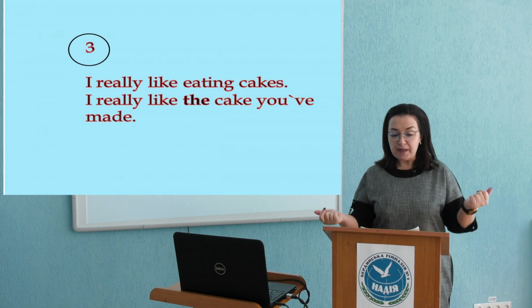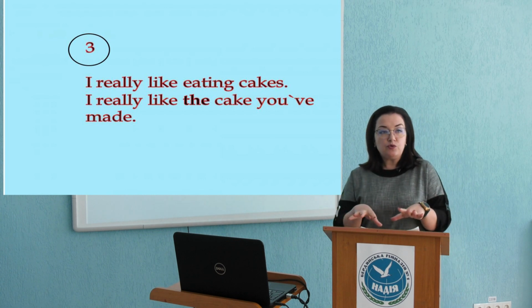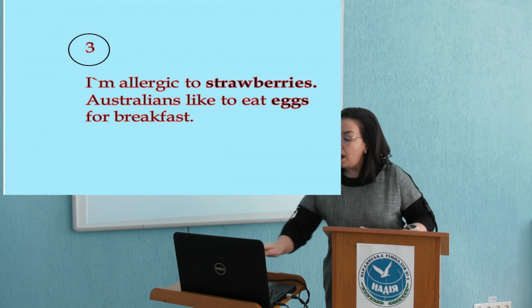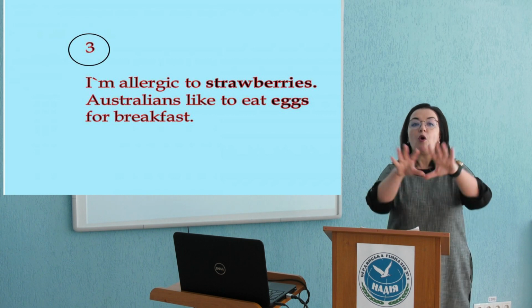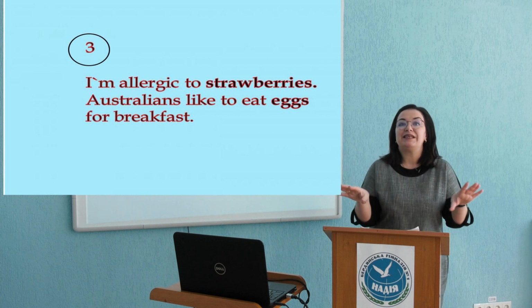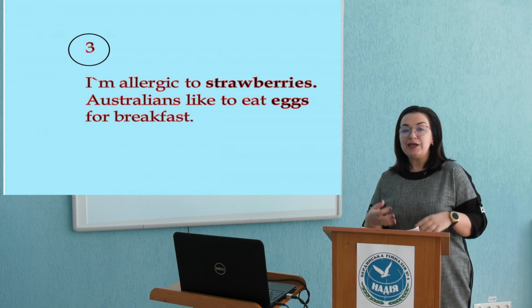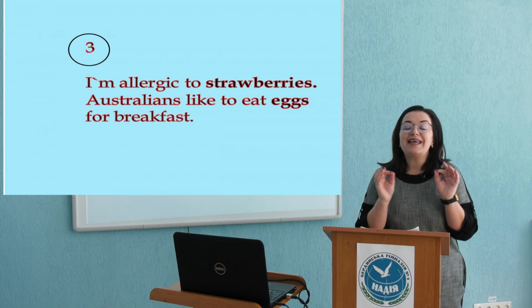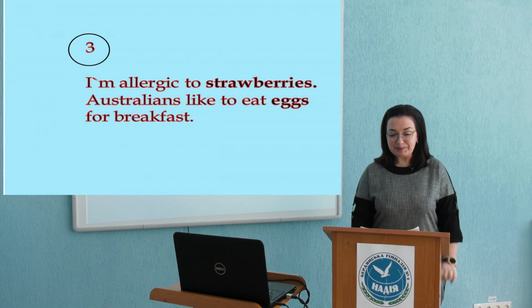You see? Well, when speaking generally about countable nouns, you need to use the plural form. So, for example, I am allergic to strawberries. So, strawberries in general, not some particular strawberries. Or, Australians like to eat eggs for breakfast. Just eggs in general, not specific eggs, you see.